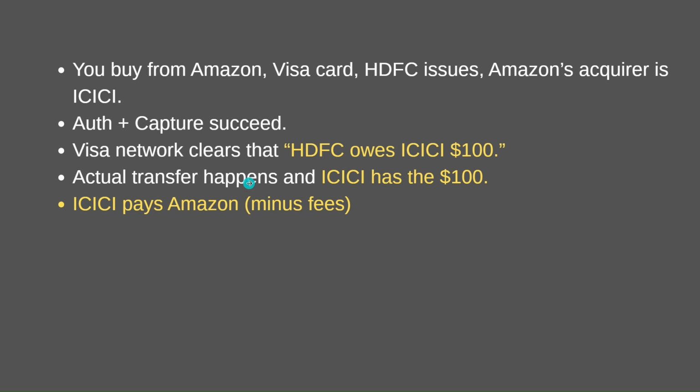The actual transfer would happen as part of the settlement, which could be on T+1, T+2 or on the same day. And when the settlement happens, the money will be moved from HDFC to ICICI, and there will be an entry or record that now ICICI has the $100. Now notice ICICI is the acquirer of Amazon. After the settlement happens and ICICI has the required $100, then ICICI can pay Amazon, which is the merchant in this case, minus fees, because all the parties like issuer, acquirer or Visa or MasterCard charge a certain amount of fee for the services provided. Alright, so that is how the whole process works, from authorization to capture to clearing and the settlement.